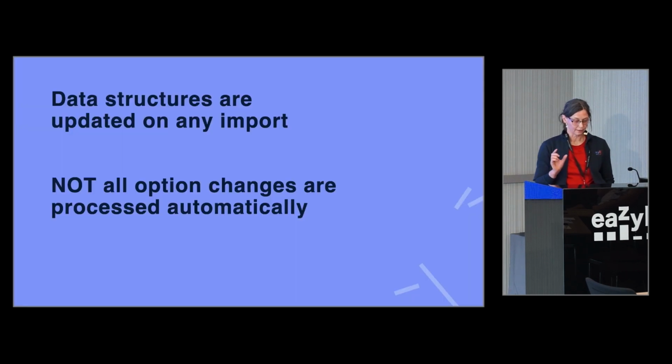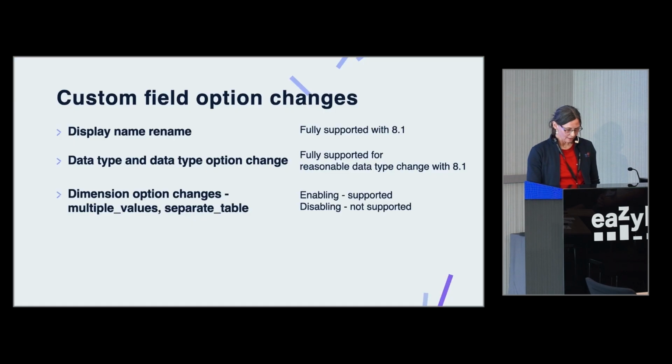So, the next part is about data structures. We are trying to update data structures automatically on any import, but not all changes are actually processed automatically. There are three typical cases, and usually those are related to custom field option changes. Those three types are the most common ones that might require some additional imports. The first is display name rename, either in eazyBI, if it's already an imported field, or in Jira, where you have renamed your field.